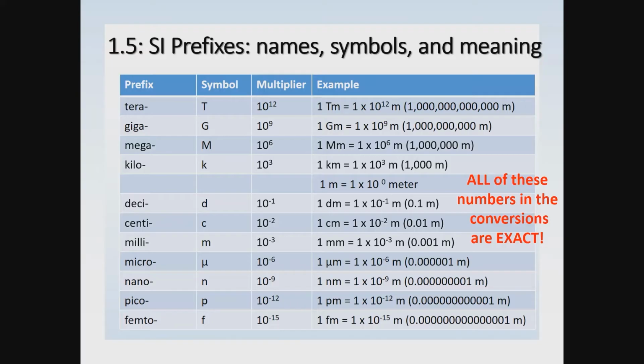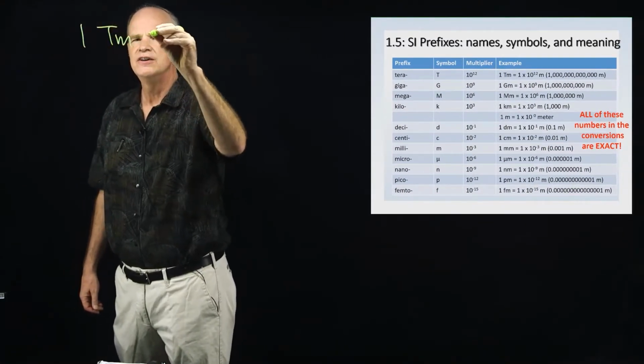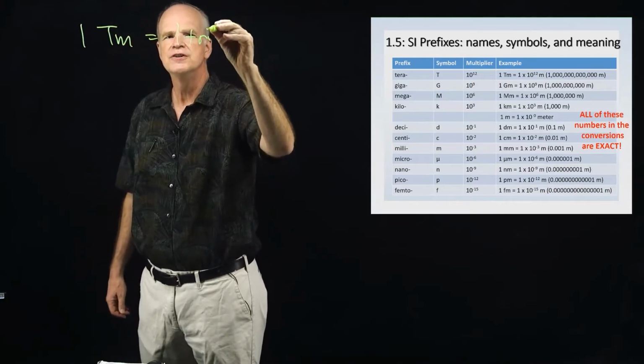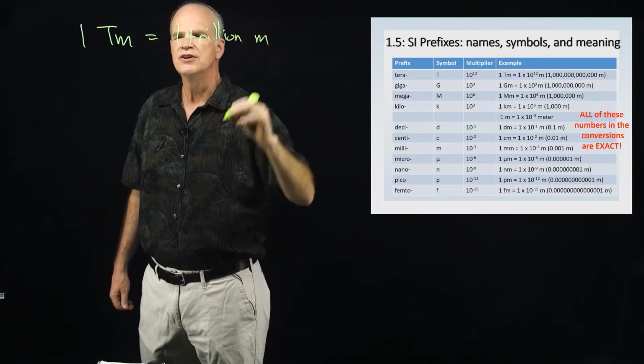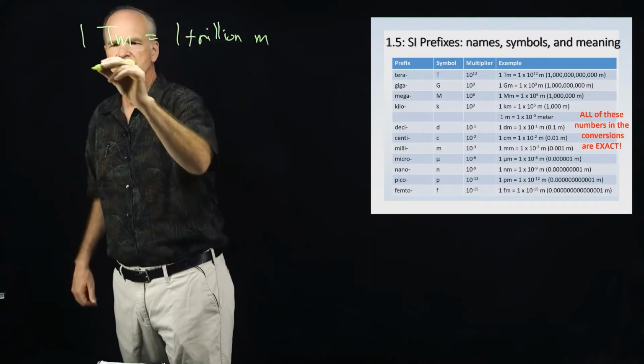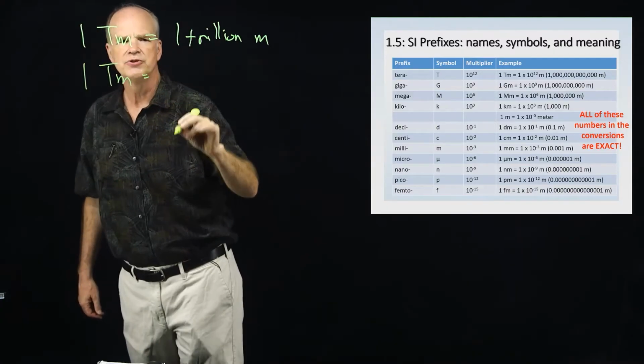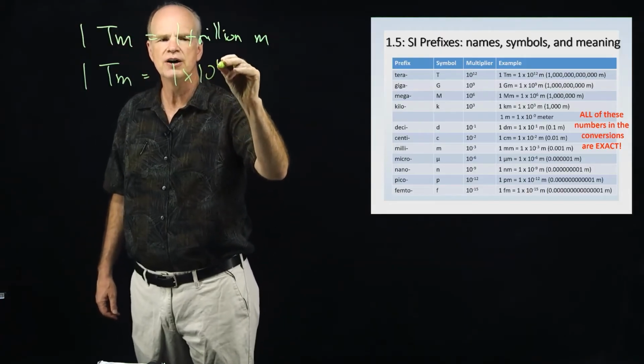So for example, you see at the very top, the prefix is tera. What tera means is basically a shortened word for a trillion. So when you have a tera, you have a trillion of something. So for example, if the base unit is a meter, if you have a terameter, you have a trillion meters. So 1 terameter is equal to 1 trillion meters. And we can represent that with numbers. So 1 terameter is equal to a trillion, which is 1 times 10 to the 12 meters.